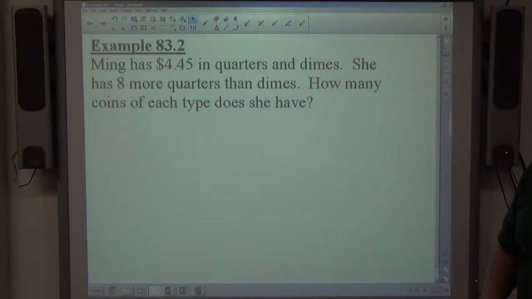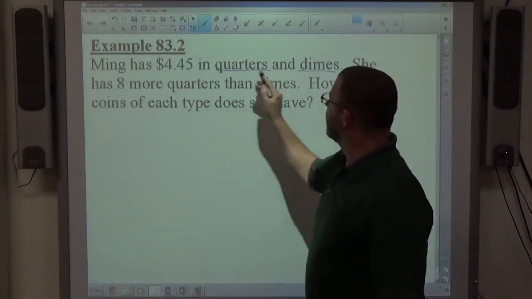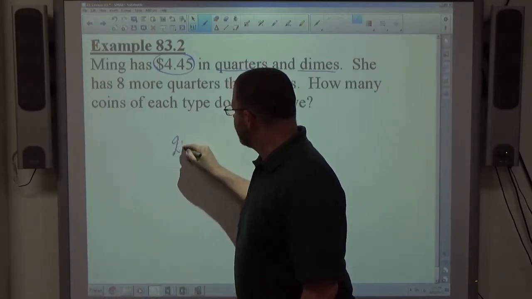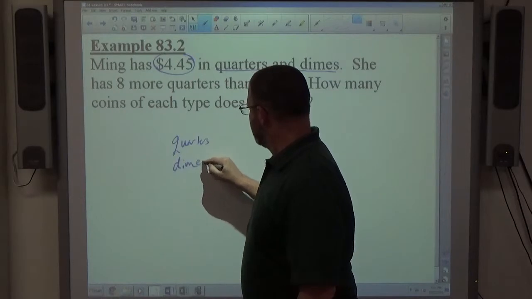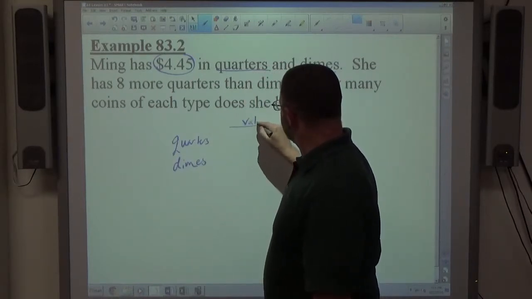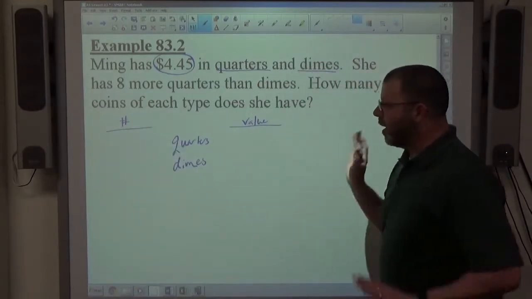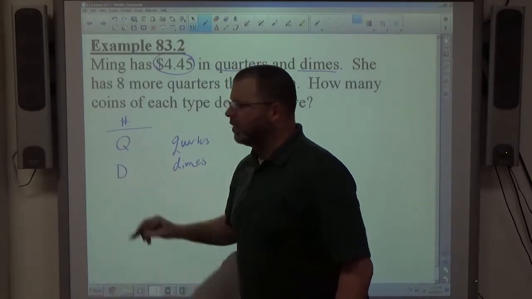Okay, example 2: Ming has $4.45 in quarters and dimes. So this time we're dealing with quarters and dimes, and this time the value is $4.45. So quarters, dimes, value, number. All right. Whatever the number is, I always just pick variables that represent the currency we're using.